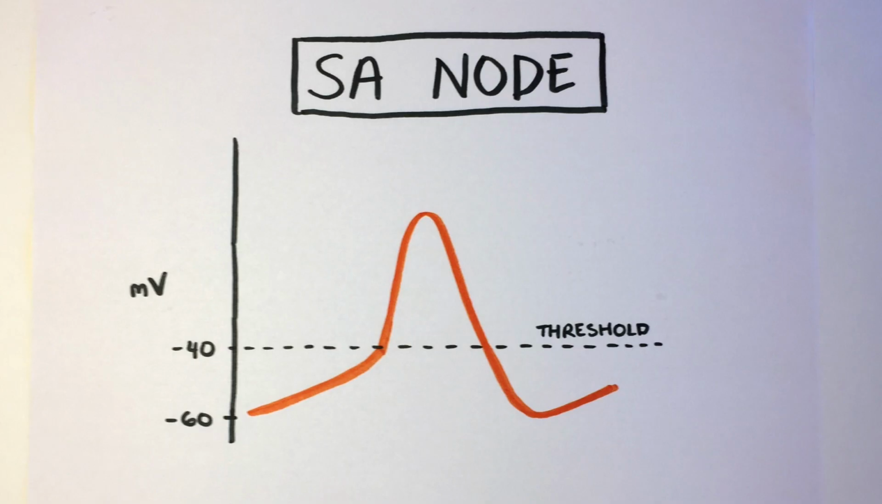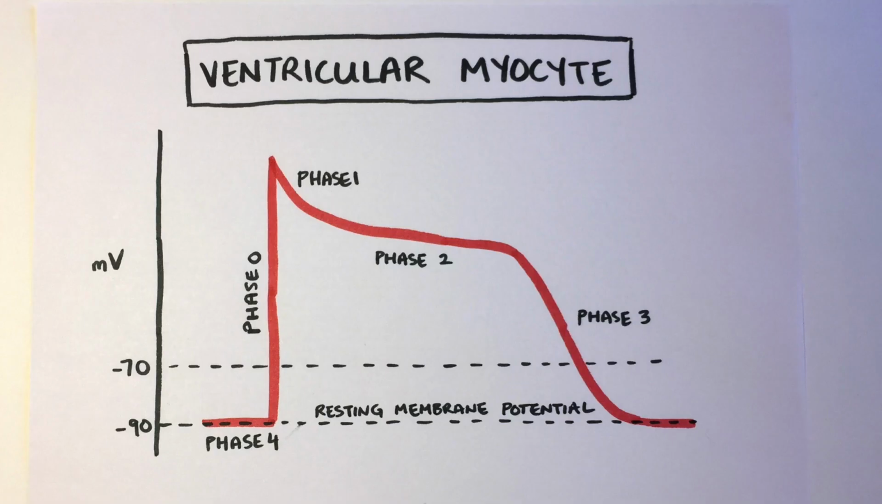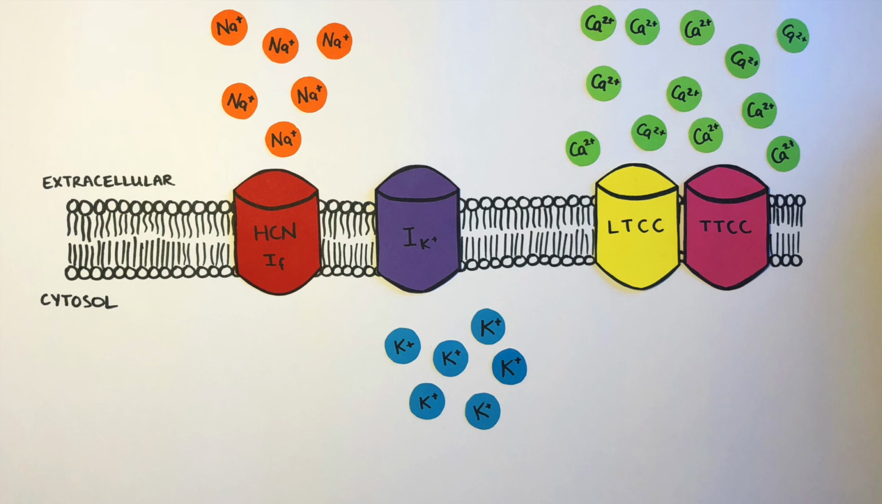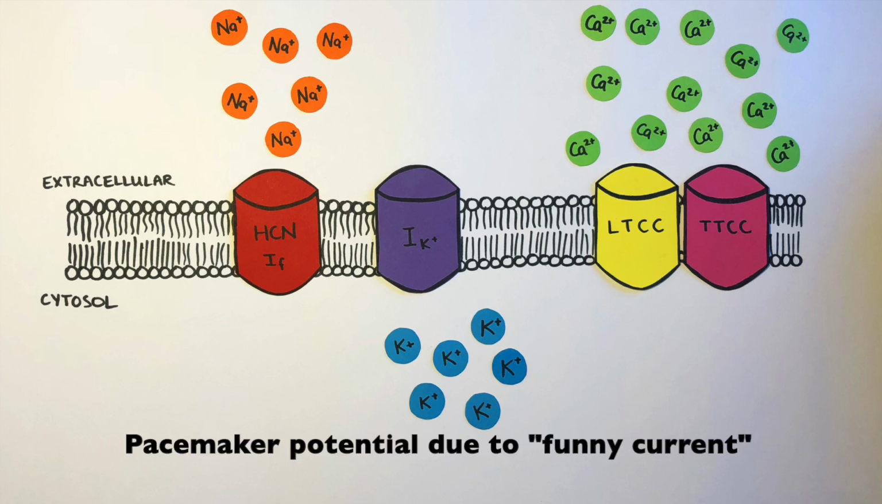In this video, we will be focusing on the action potentials of the SA node and the ventricular myocyte, and describing the differences between the two. The SA node is the pacemaker of the heart, meaning that, under normal circumstances, it will determine the rate of depolarization, which dictates heart rate. This pacemaker potential of the SA node is due to the HCN channels, which we've shown in red. These channels generate what is called the funny current.